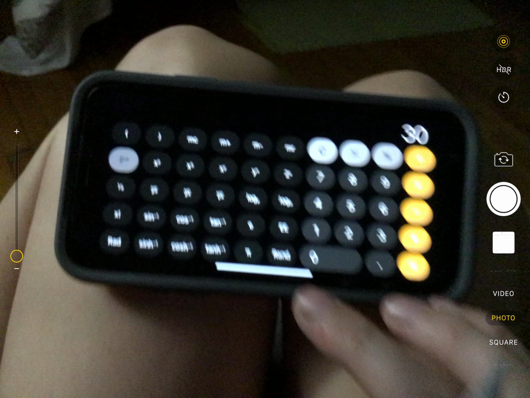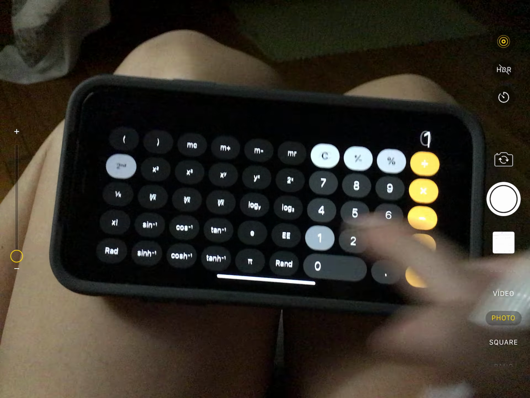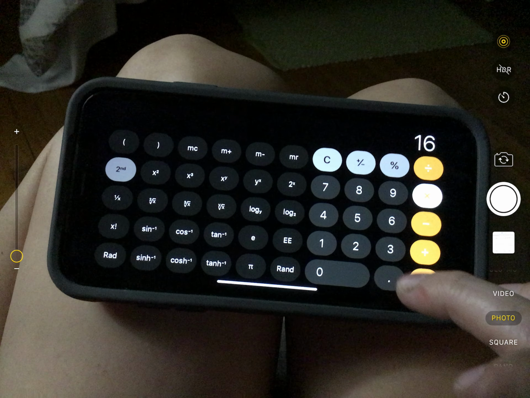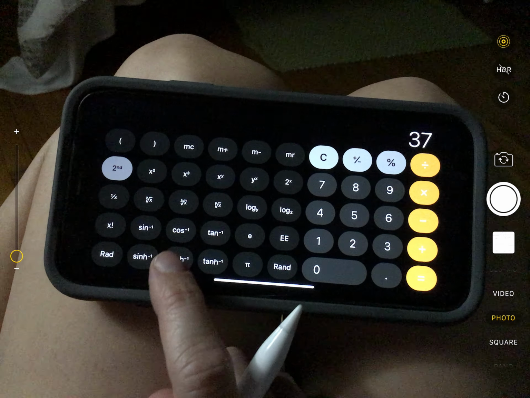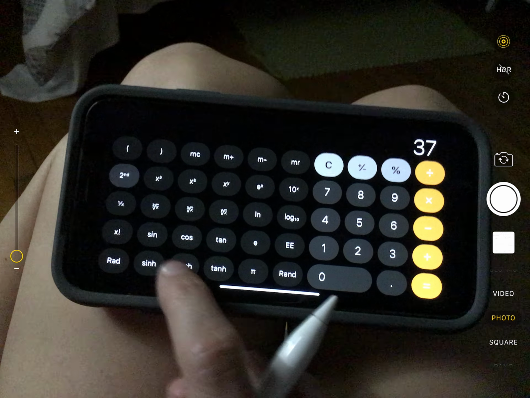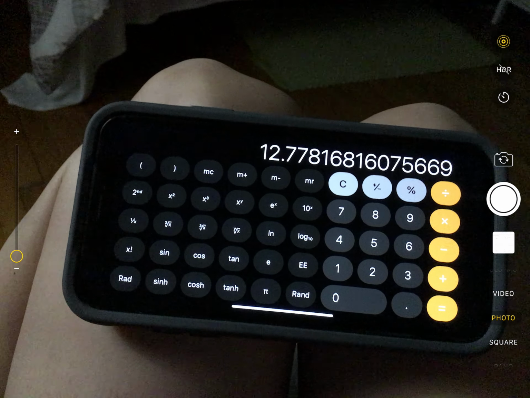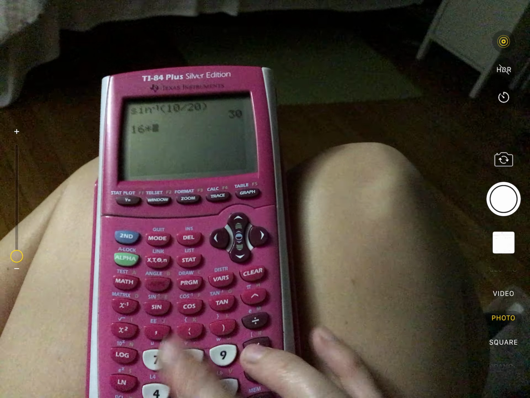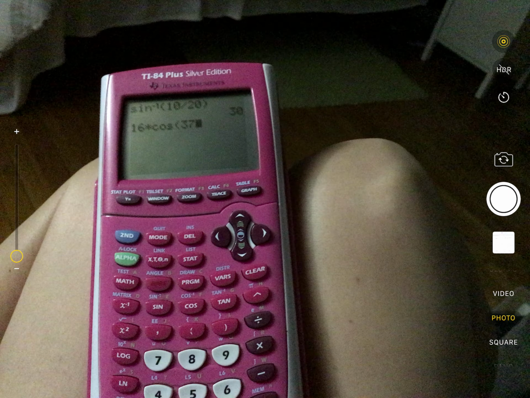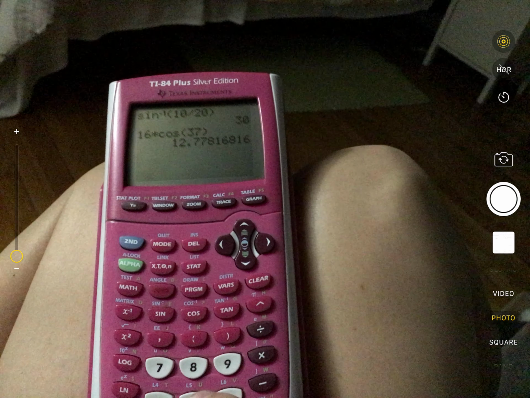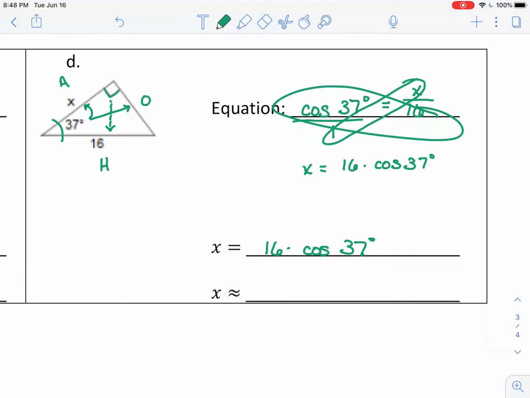So let's go back to my calculator. So for this one, I want 16 times, now I have to put this one in backwards, 37. And I need to be careful. This one's still trying to do cosine inverse. I don't want cosine inverse. I want regular cosine. So the product of 16 and the cosine of that is about 12.8-ish. Or I could do it with my other calculator. So 16 times the cosine, I think it was 37, 12.8. So that is our approximate length for x.